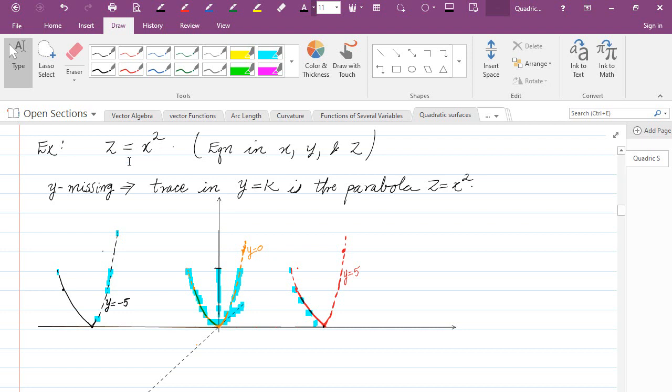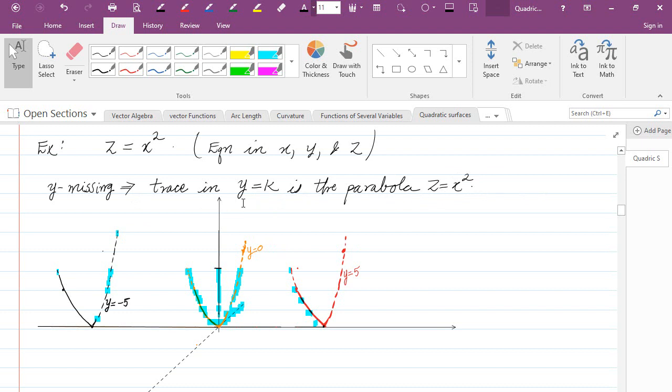Since you see that y is missing here, no matter what I set y to, I'm going to get the same equation. So that tells me that the trace in the plane y is equal to k is the parabola z is equal to x squared. Now recall that y is equal to k is a plane that is parallel to the xz plane, and it passes through the point (0, k, 0). So when k is 5, I'm going to get the parabola z is equal to x squared in that plane. So the trace in y is equal to 5 is the parabola z is equal to x squared.